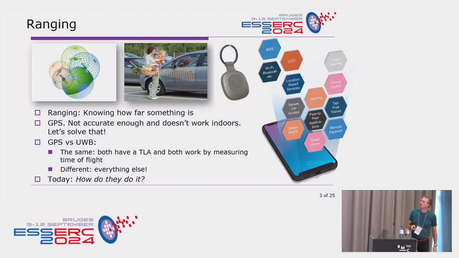So, first of all, ranging. Ranging, if you look it up in the dictionary, is basically knowing how far something is. And knowing how far something is, you can take ranging to the next step. If you know the distance, not only to 1 point, but to 3 or more points, then you can do trilateration, which is what you do with your compass on a piece of paper, and then you know where you are. So that's really cool.